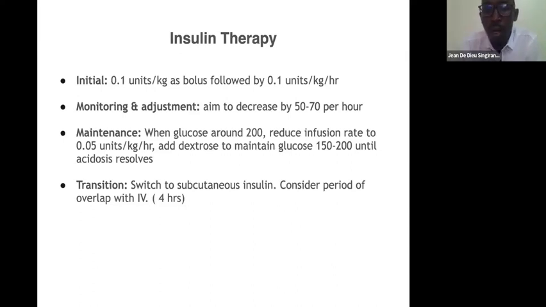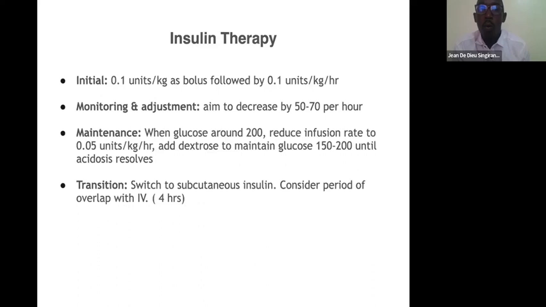And also, when we are giving the insulin infusion, we have a target. The glycemia should decrease 50 to 70 milligram per deciliter per hour. If it decreases more than 100, we have to halve the dose to meet this target. And if I'm giving 0.1 unit per kg per hour infusion, and after 1 hour I calculate and see that my glycemia is not decreasing, we have to double the dose. I think here I'm clear.